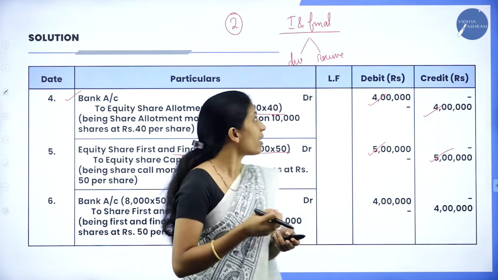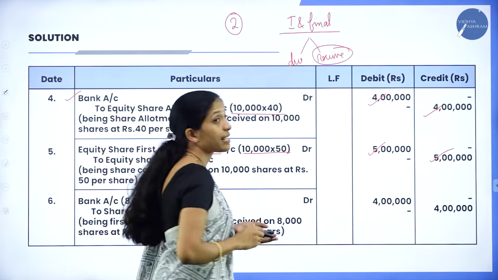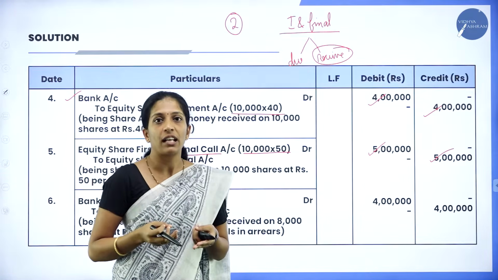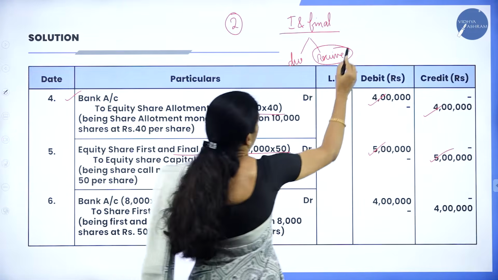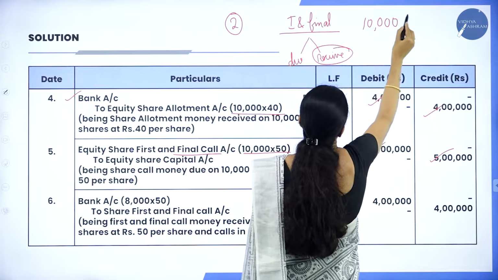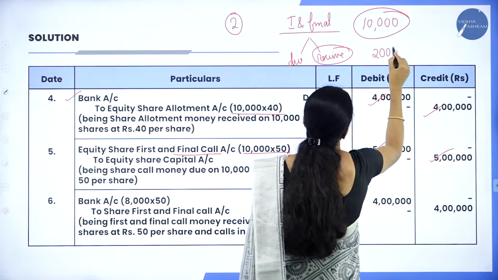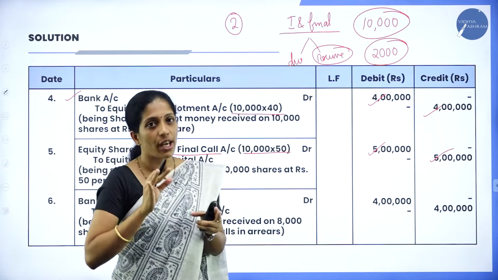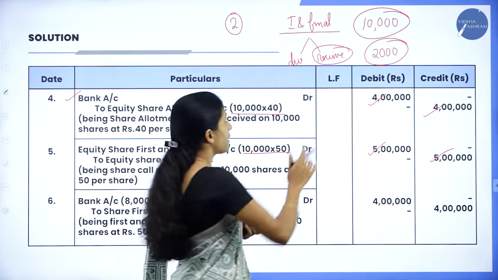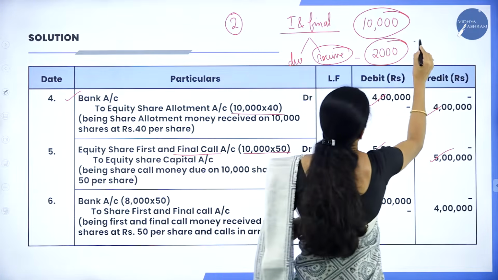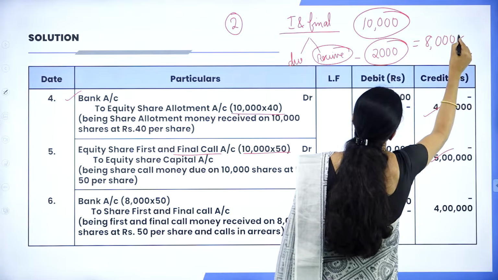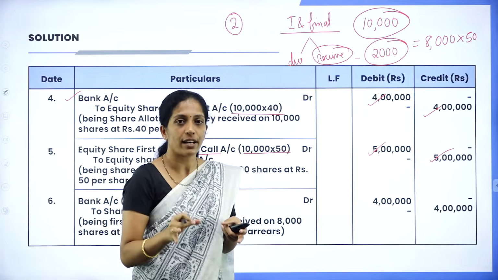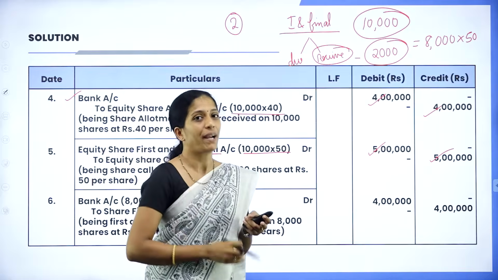After this, you have to record the entry for what? That is receiving of the first and final call money. Now here in this problem, have all the first and final call money been received? No. There are 10,000 shareholders, out of which 2,000 shareholders failed to pay the first and final call money. In the sense, only 8,000 shareholders have paid the first and final call money of rupees 50 each. That is 10,000 minus 2,000. So you are going to take only 8,000, because 2,000 shareholders have not paid the amount.